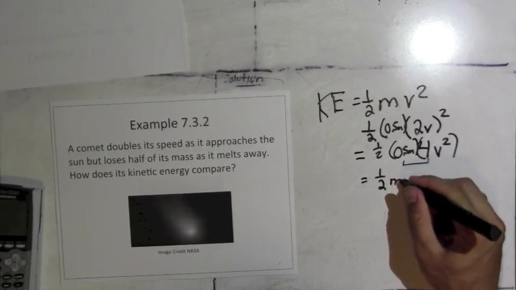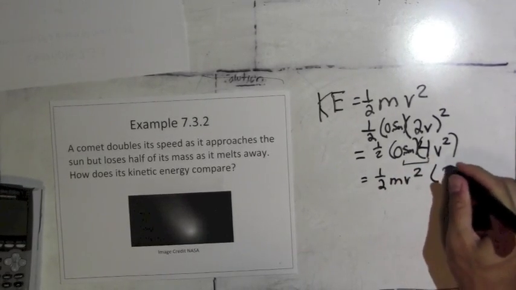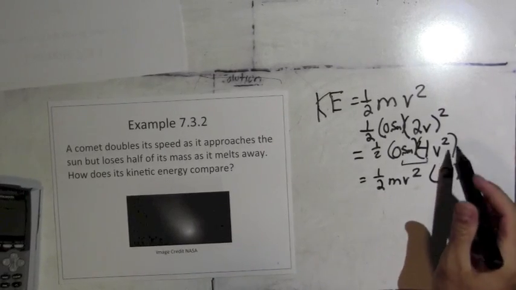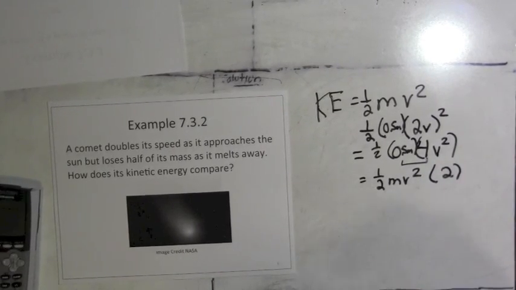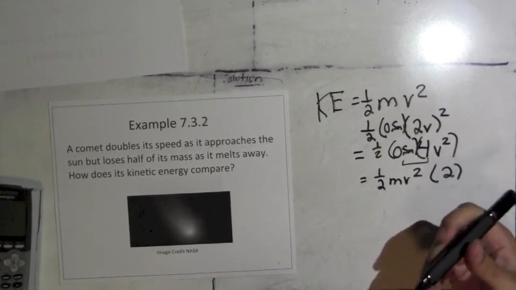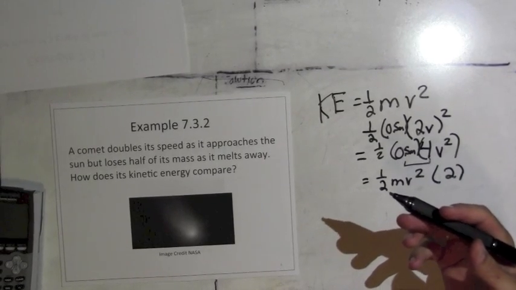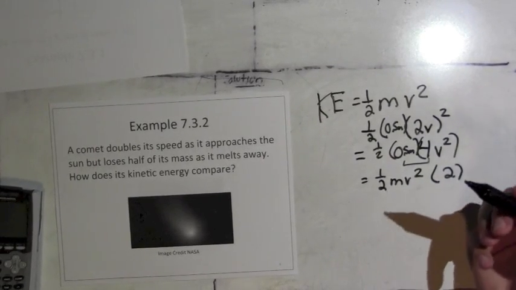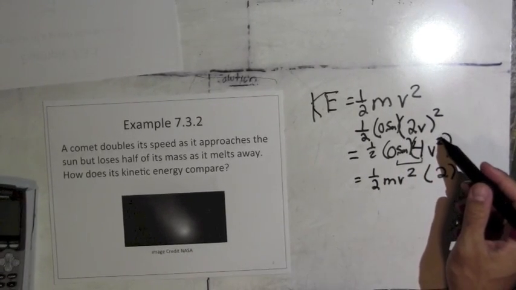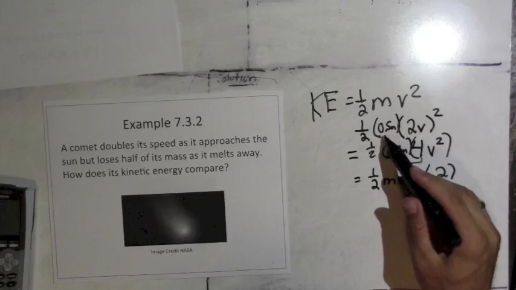And so what I have is 1/2 mv squared, but I have this extra factor of 2 that I don't know what to do with. And that's because the kinetic energy is actually twice as much. So if you double the speed and cut the mass in half, realize that the kinetic energy of the comet is still much greater. So with a comet that's going to hit the Earth, all things being equal, you'd rather it move much slower than necessarily affect the mass.